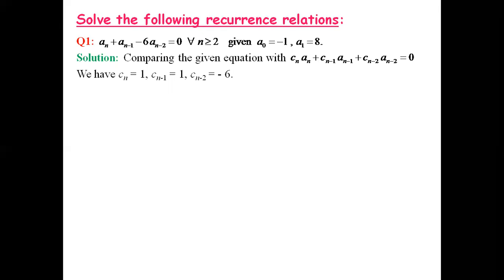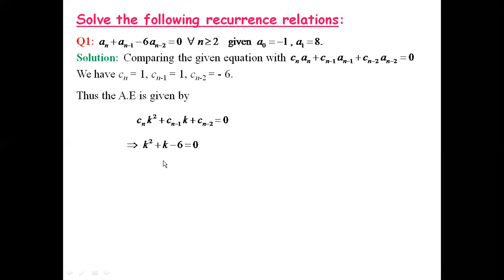On comparison, we can write down the c_n value is 1, c_{n-1} value is also 1, and c_{n-2} value is -6. Compare along with the sign and write it down. So c_{n-2} is -6. Thus, the auxiliary equation will be given by c_n k² + c_{n-1} k + c_{n-2} = 0. Substitute the respective values and we get k² + k - 6 = 0.